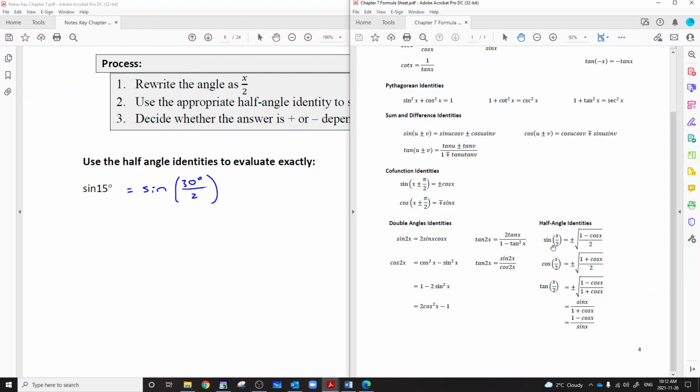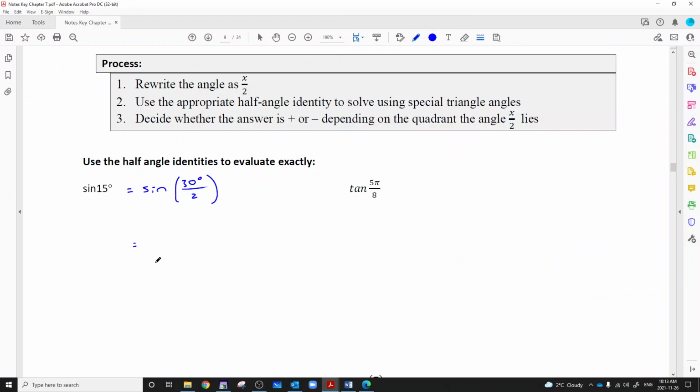So it says that the sine of any angle divided by 2 is equal to plus or minus, which we'll talk about in a sec, the square root of 1 minus the cos of the angle. So whatever angle's on top in this half angle identity is what goes in here, and then the whole thing divided by 2. So let's ignore the sign for a second, and let's just rewrite this as the square root of 1 minus cos 30 divided by 2. Okay, so the square root of 1 minus cos, the top angle, which is 30, all divided by 2. So we've rewritten as a half angle. We've used the appropriate half angle identity to solve using special triangles.